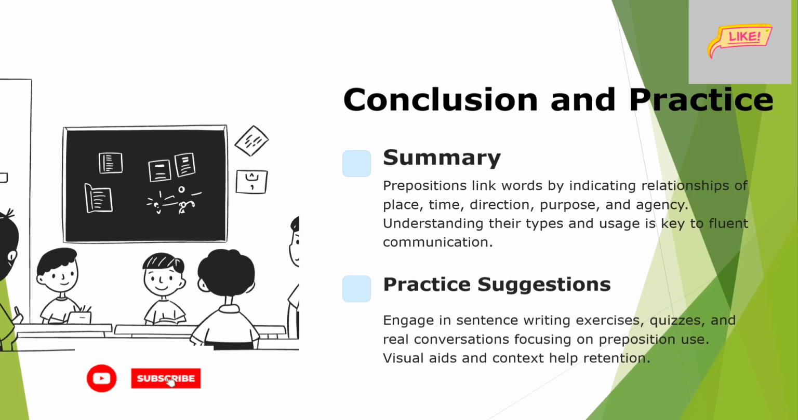Conclusion and practice summary. Prepositions are important words that link nouns and pronouns to other parts of a sentence. They show relationships of place, where something is; time, when something happens; direction or movement, where something is going; purpose, why something happens; and agency, who or what does something. Understanding their types and purpose is essential for clear, correct, and fluent communication in English.